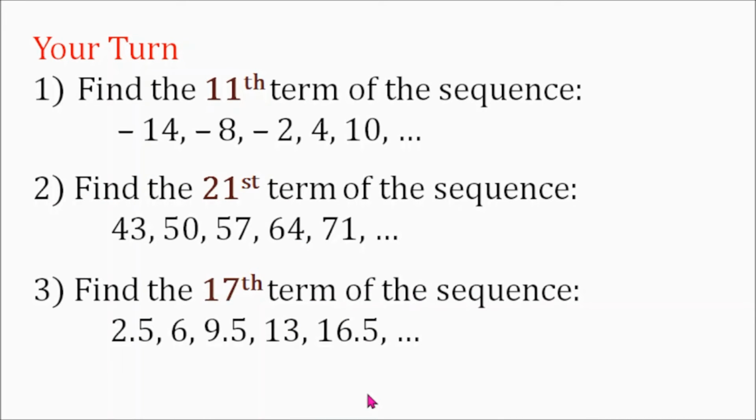Now your turn. I prepared here 5 problems, and these are the first 3. Number 1, find the 11th term of the sequence: negative 14, negative 8, negative 2, 4, 10, and so on. Number 2, find the 21st term of the sequence: 43, 50, 57, 64, 71, and so on.